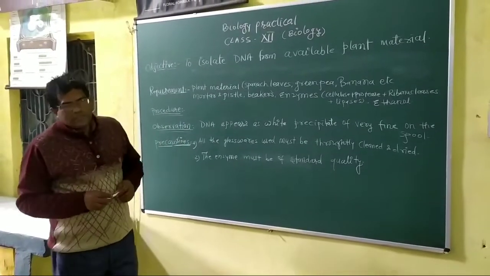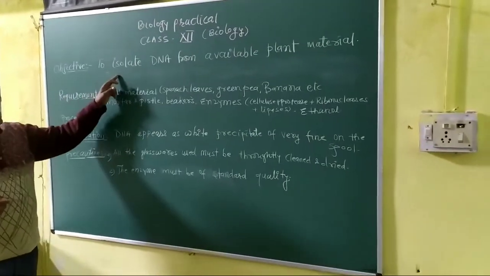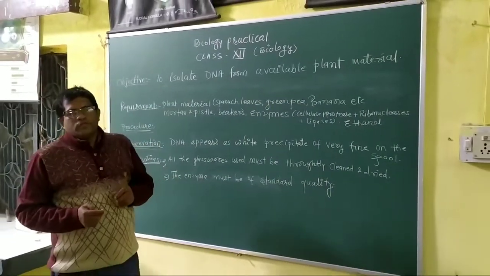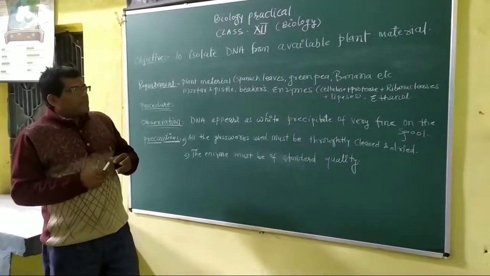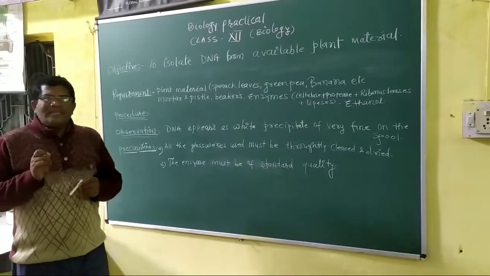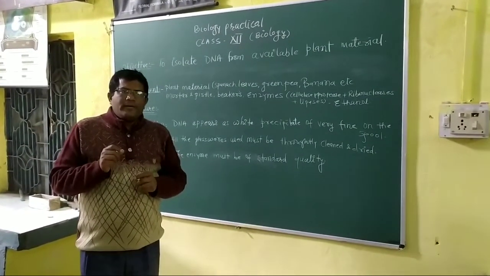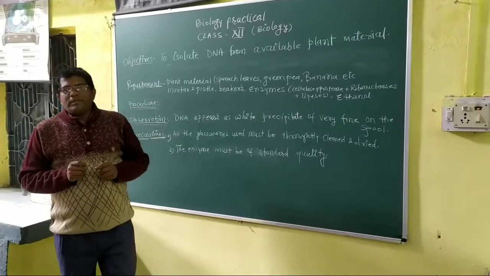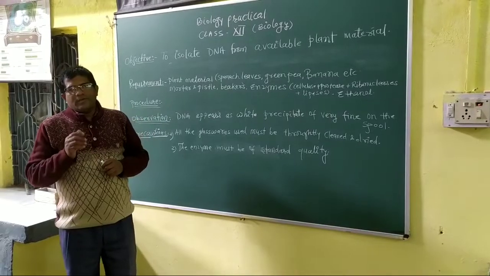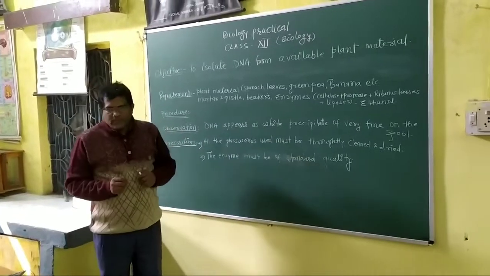Today we are discussing the class 12 biology practical, and the practical is to isolate DNA from available plant material. So we have to take some plant material and isolate the DNA. This is a very easy experiment which we have to perform in the laboratory, and this experiment is kept as a major experiment in class 12 biology for the board practical examination. So we have to discuss this experiment, children.